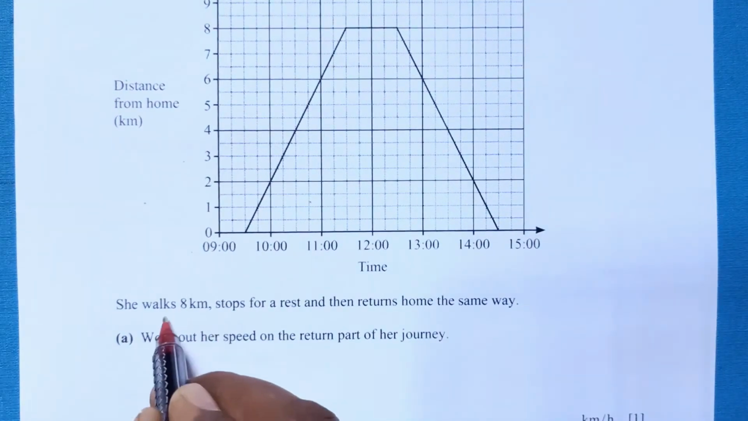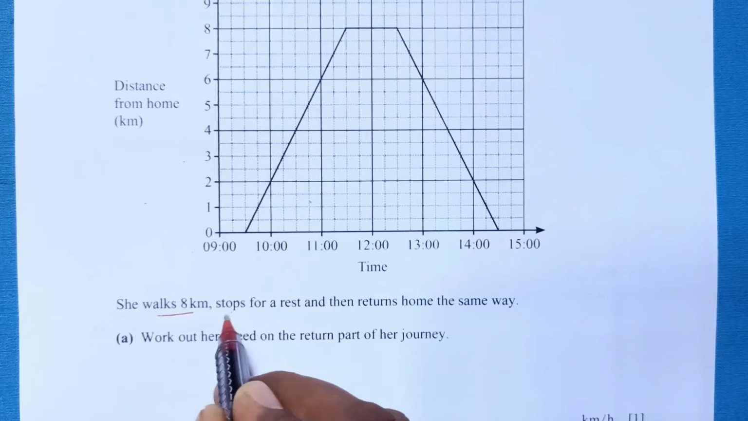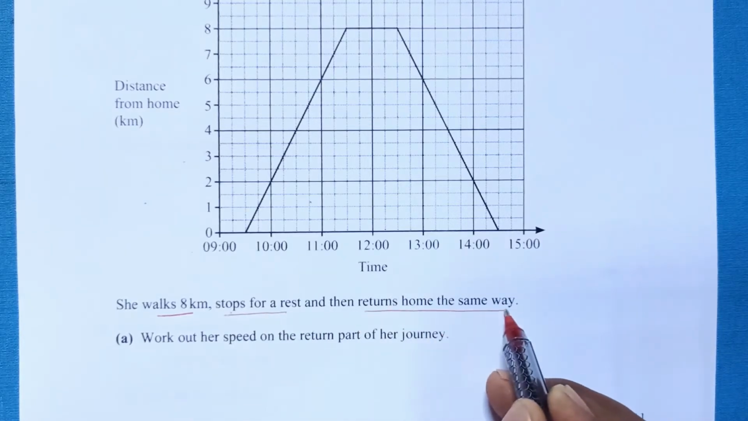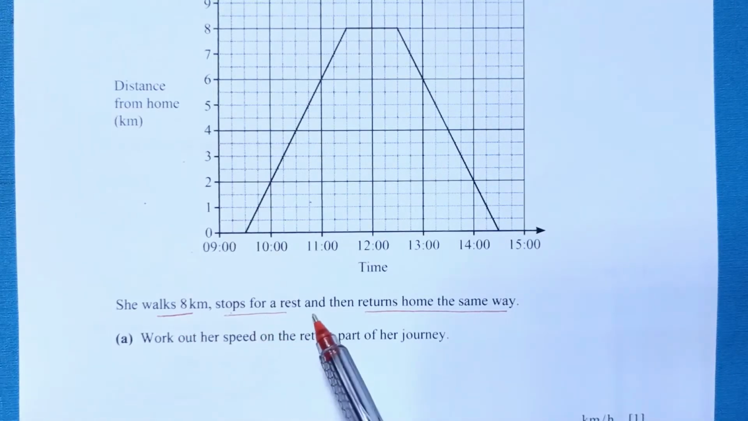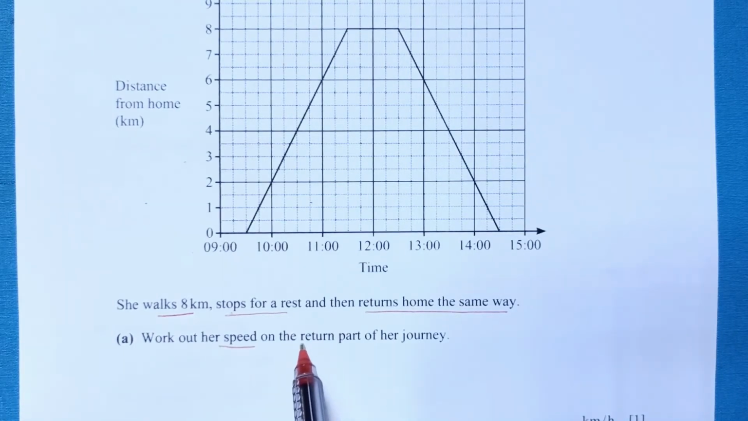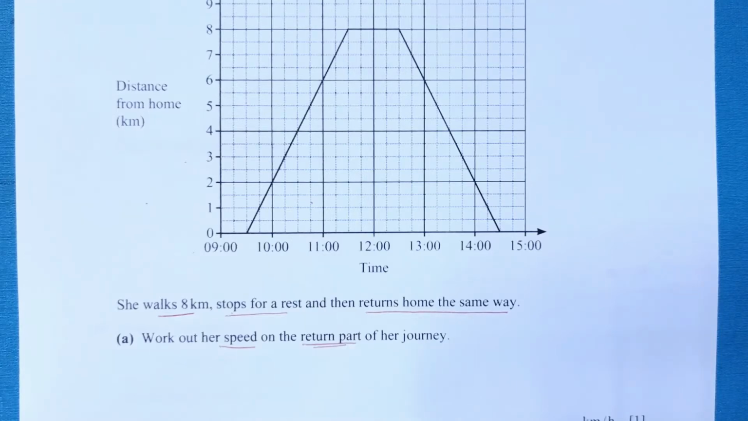She walks 8 kilometers, stops for rest, and then returns home the same way. So this is the entire journey. She walks 8 kilometers, then stops for rest, and then returns. So there are 3 parts of the journey. The question is, work out the speed on her return part. So we are just looking at the return part.